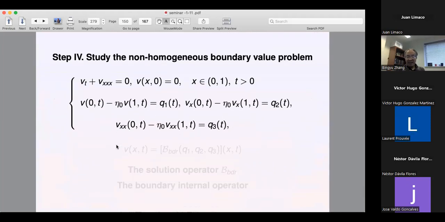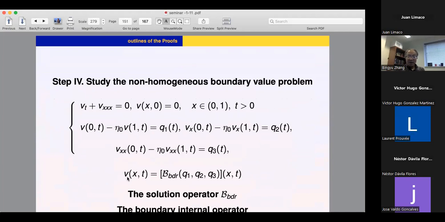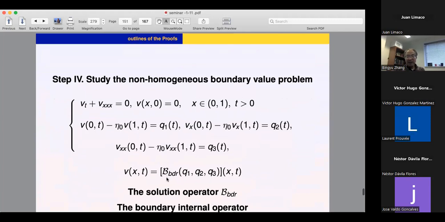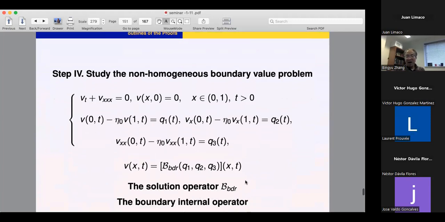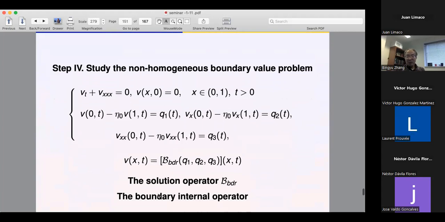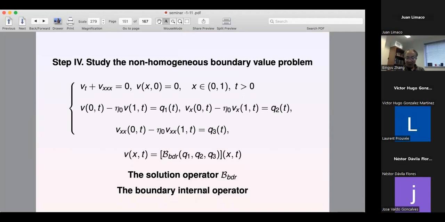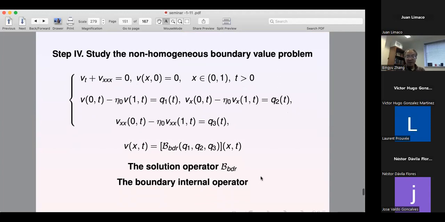Okay, and then here we call V is from Q1, Q2, Q3 to V. We say that okay, this is a solution operator from Q1, Q2, Q3 to V. The solution operator, and in fact we call this one a boundary integral operator. The initial value is 0, you only have boundary data. Okay, we call the boundary... I'm sorry, this is supposed to be integral operator, not the internal operator. My bad. Sorry about that.